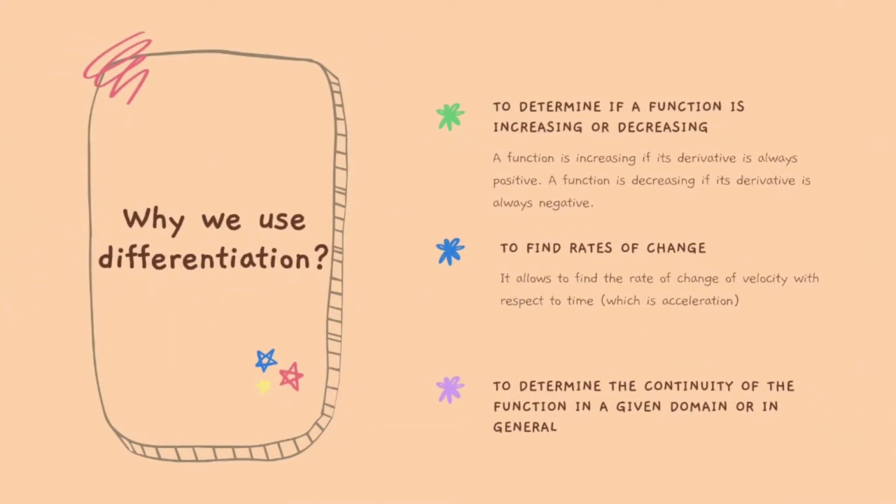Next is why we use differentiation. First, differentiation is used to determine if a function is increasing or decreasing. A function is increasing if its derivative is always positive and decreasing if its derivative is always negative. Other than that, differentiation is used to find rates of change. For example, by using differentiation, it allows us to find the rate of change of velocity with respect to time or the rate of change of y with respect to x. Lastly, differentiation is used to determine the continuity of the function in a given domain or in general.